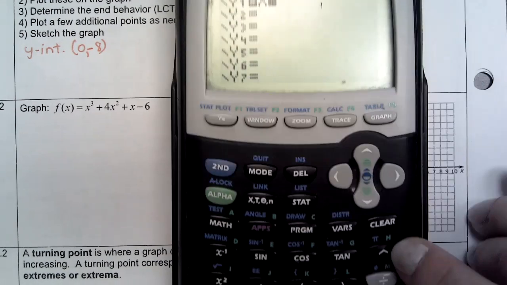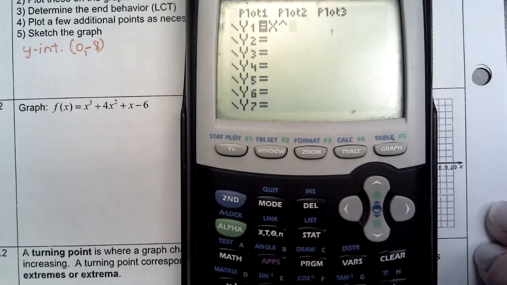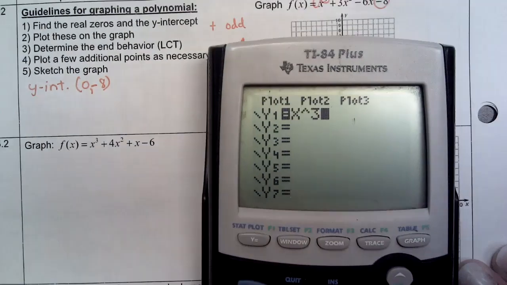So if I'm raising it to a power, I can use this little caret key. So I'm going to do that. And you can see it put that in there to the third. Now I can enter the rest of it.